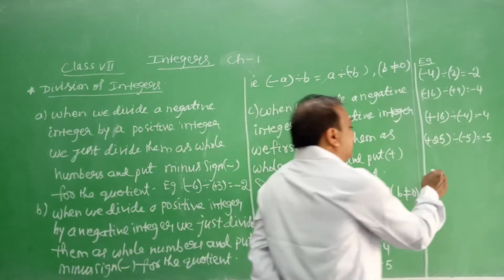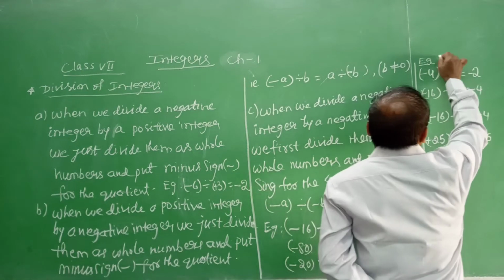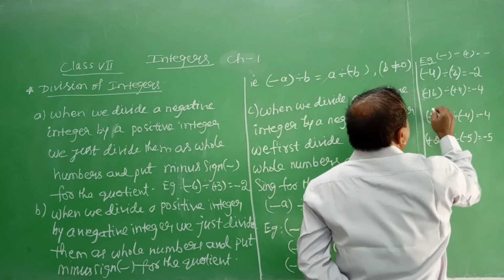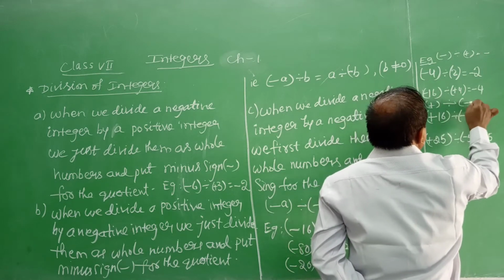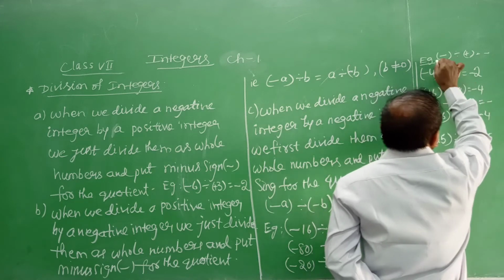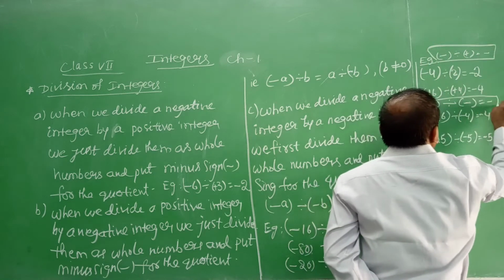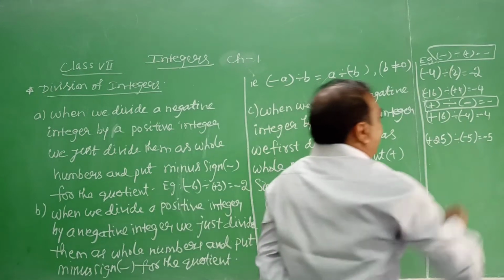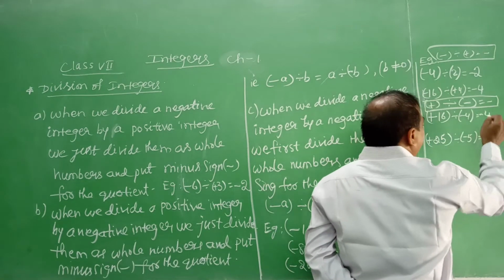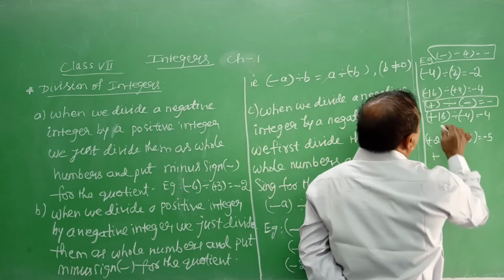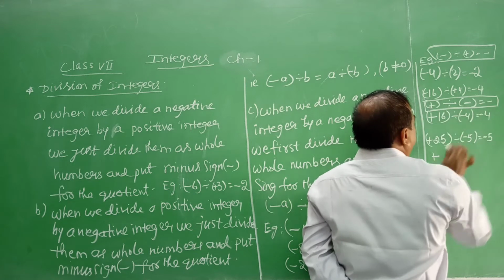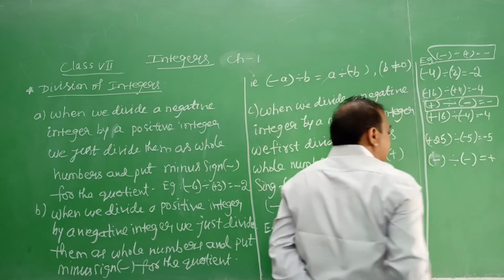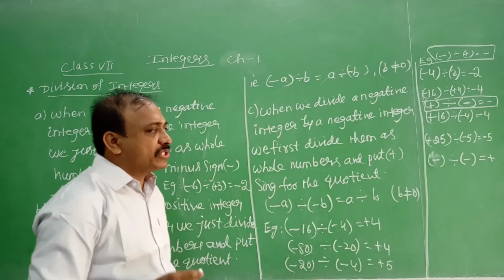Here negative divided by positive is equal to negative. Plus divided by minus is equal to minus. You see the quotient here. Plus divided by minus, we got minus. Now minus divided by minus is equal to plus. Minus divided by minus is equal to plus.